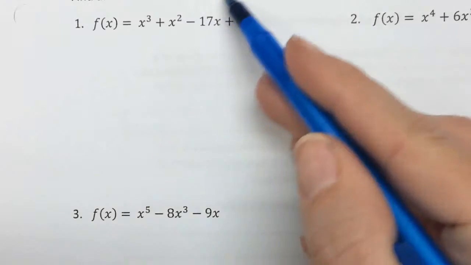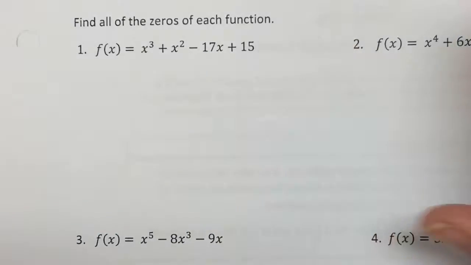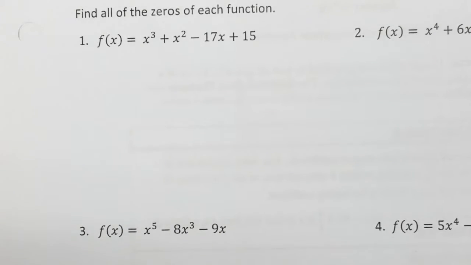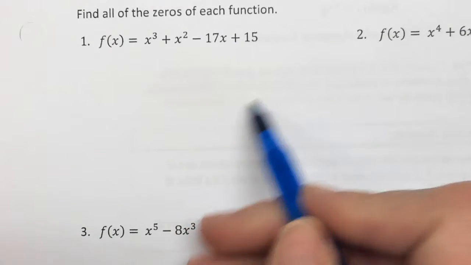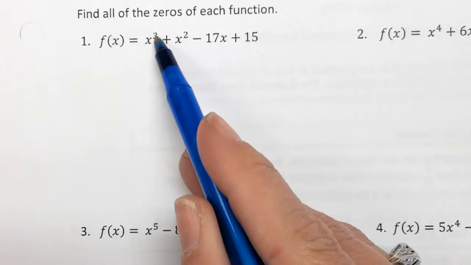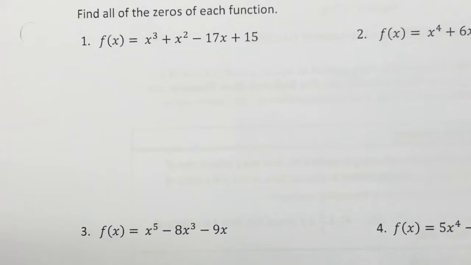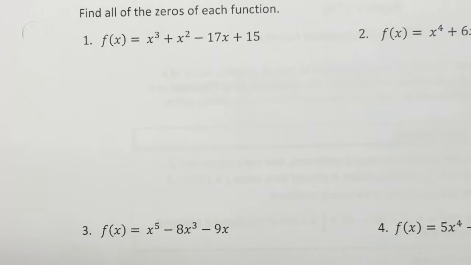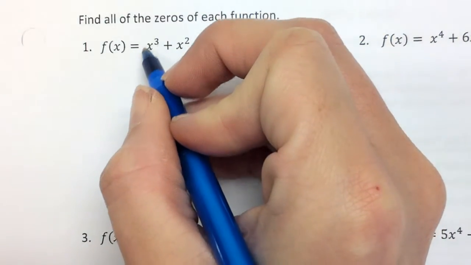Now, if it says find all the zeros, this is where you actually have to find the x-intercepts. Okay? For number 1, how many zeros will we have? 3. Good, because that's the degree. We have to start by listing the possible zeros to even know where to start plugging it in, okay? So what are the factors of this number?